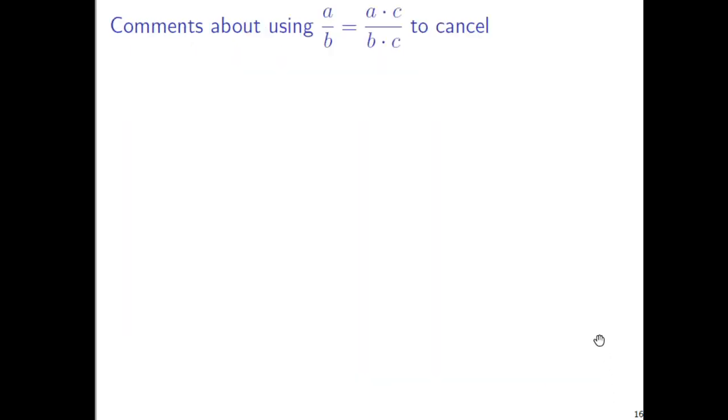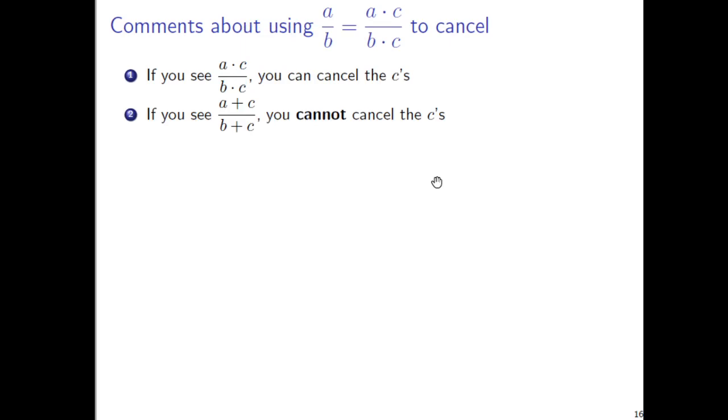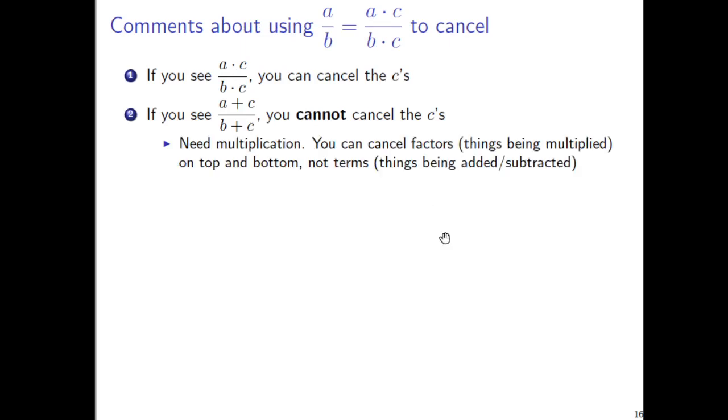So just some comments about when you can cancel in a fraction. There tend to be a lot of misconceptions about when you can do this and when you can't. So I want to try to clarify when cancellation happens in a fraction through some examples, and you're going to want to come back to this several times and we will revisit this. But if you see A times C over B times C, since you have a C on top and a C on bottom, meaning that you see the same number on top as you see on bottom, you can cancel the C's. If you see A plus C over B plus C, you cannot cancel the C's. You need multiplication. That is, you can cancel factors, which are things that are being multiplied. You can't cancel terms, being things that are added or subtracted.